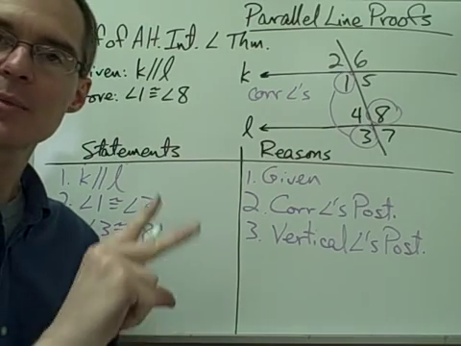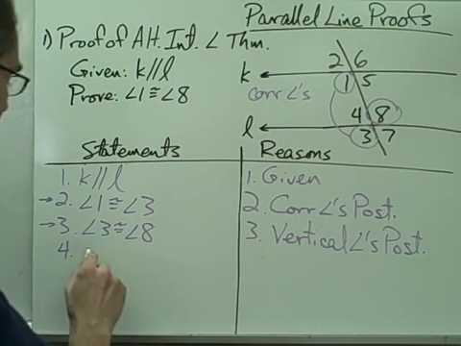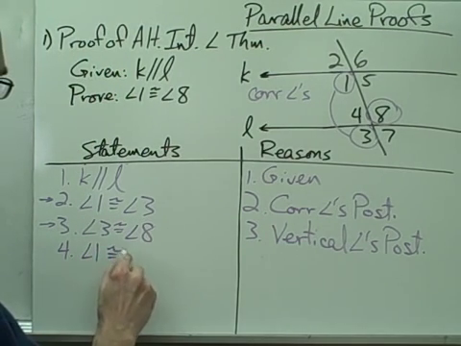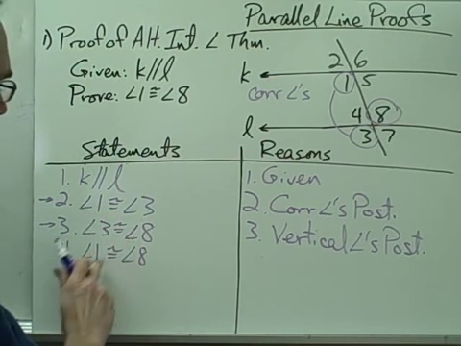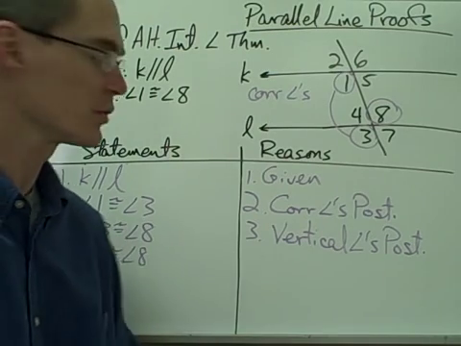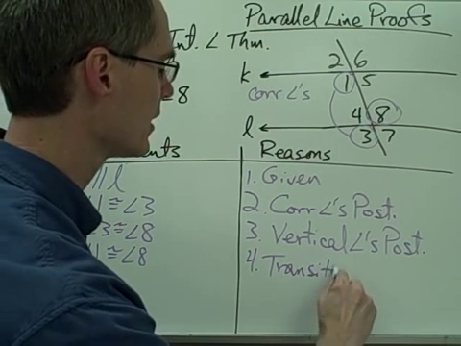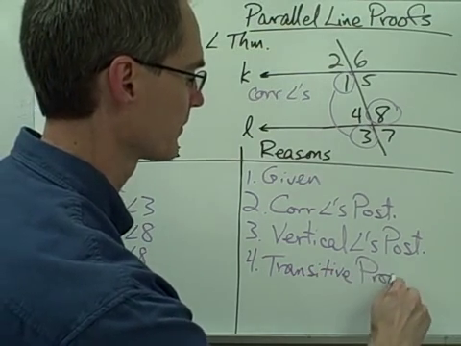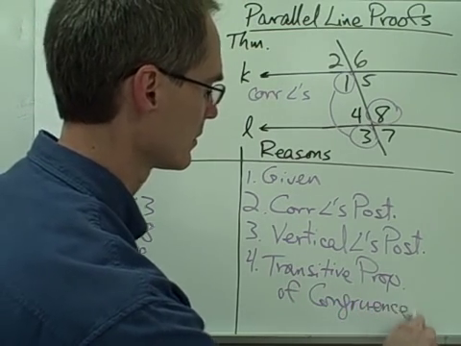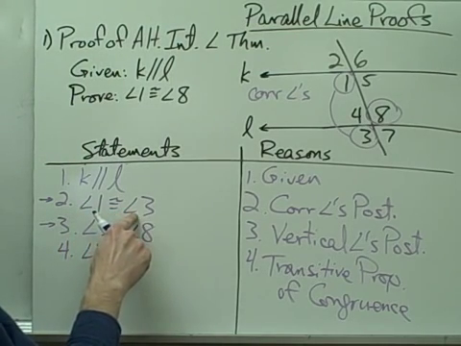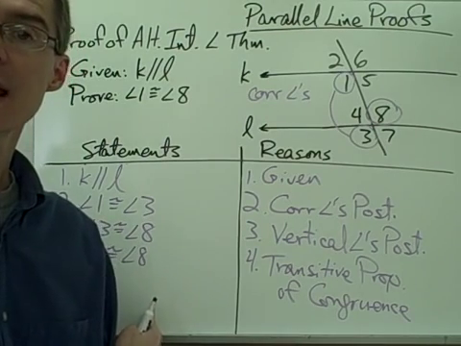Now I'm going to take these two statements and put them together using a particular property of congruence that I have learned. In particular, since angle 1 is congruent to angle 3 and angle 3 is congruent to angle 8, I know that angle 1 is going to be congruent to angle 8 by the transitive property of congruence. And remember, the transitive property of congruence states that if angle A is congruent to angle B and angle B is congruent to angle C, then angle A must be congruent to angle C.